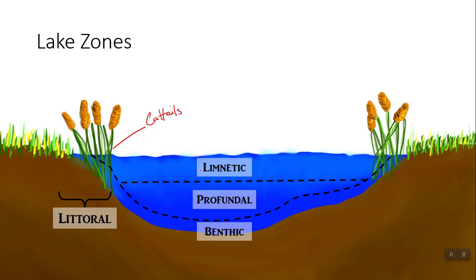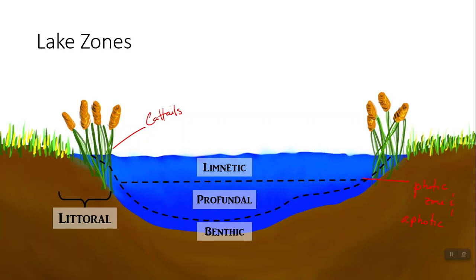The open area away from the shore where you do have light is going to be the limnetic zone. So you can think of this line right here as the barrier between the photic zone and the aphotic zone. Remember, the profundal area is aphotic. You don't have light getting down there.